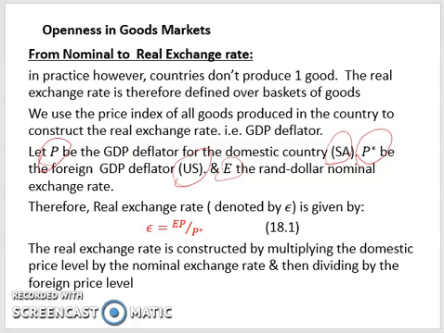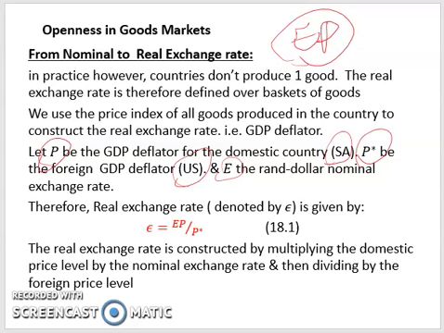So the first step will be to multiply the price of the South African goods in rands by the exchange rate, which is E. So the first step is E times P: exchange rate times the price, nominal exchange rate times the price of the domestic good. Because E is the price of rands in terms of dollars, EP gives us the price of the South African goods in dollars because of the exchange rate factor in the E.